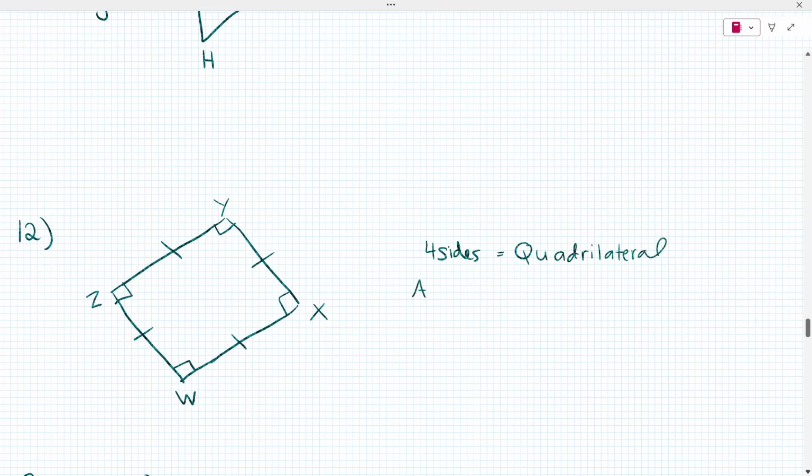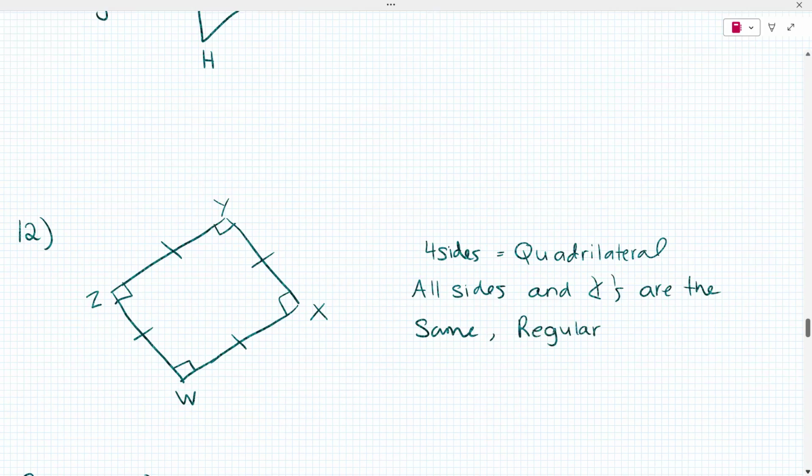That means all sides are the same, or congruent. So we know it's going to be regular, because if all sides and all angles are the same, it's regular, or you could call it equilateral or equiangular.